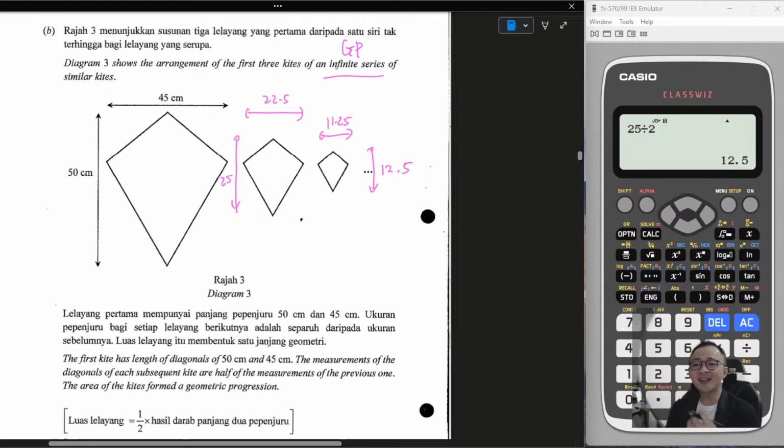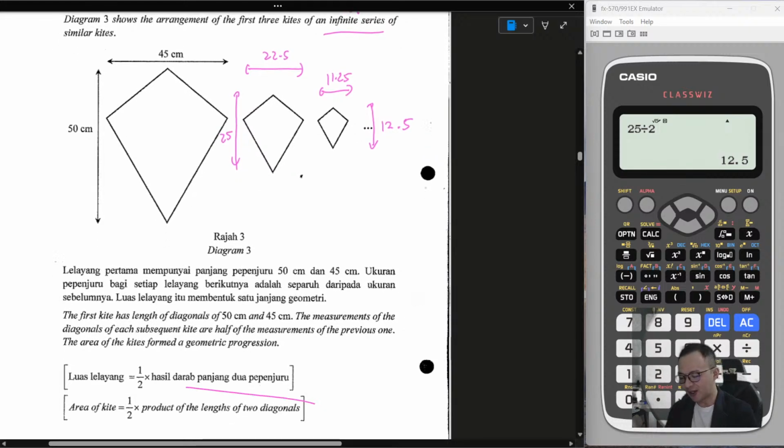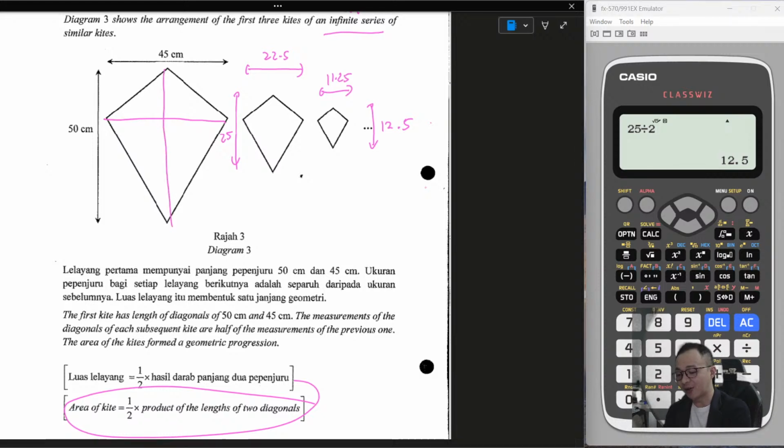So the second thing they were trying to say is, they tell you how to find the area of the kite. Your kite is 1/2 multiplied by both of the diagonals. You will find diagonal A multiplied by diagonal B. So it's half times A times B. A and B are just two different diagonals of the kite. Okay, then this is how to form the area. They already tell you, so you shouldn't have much problem.